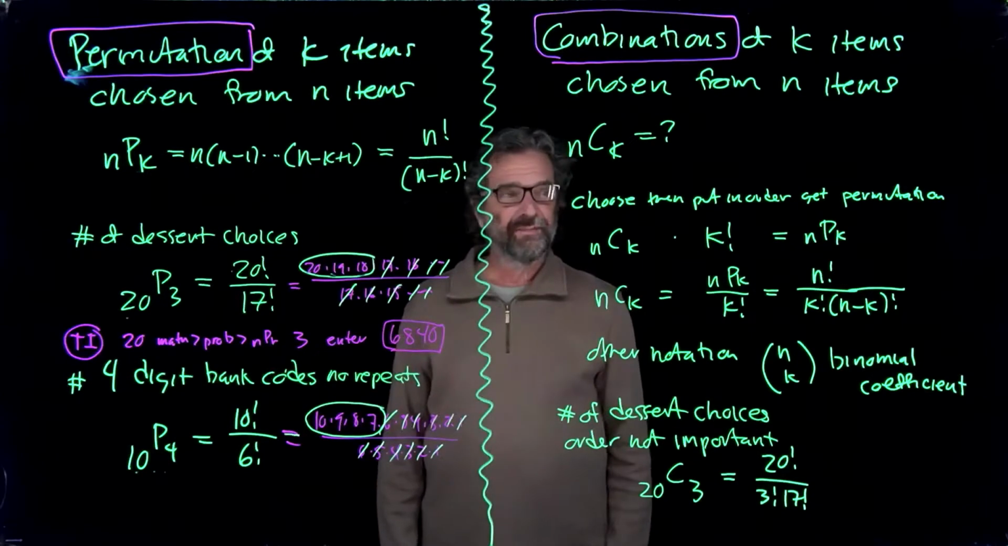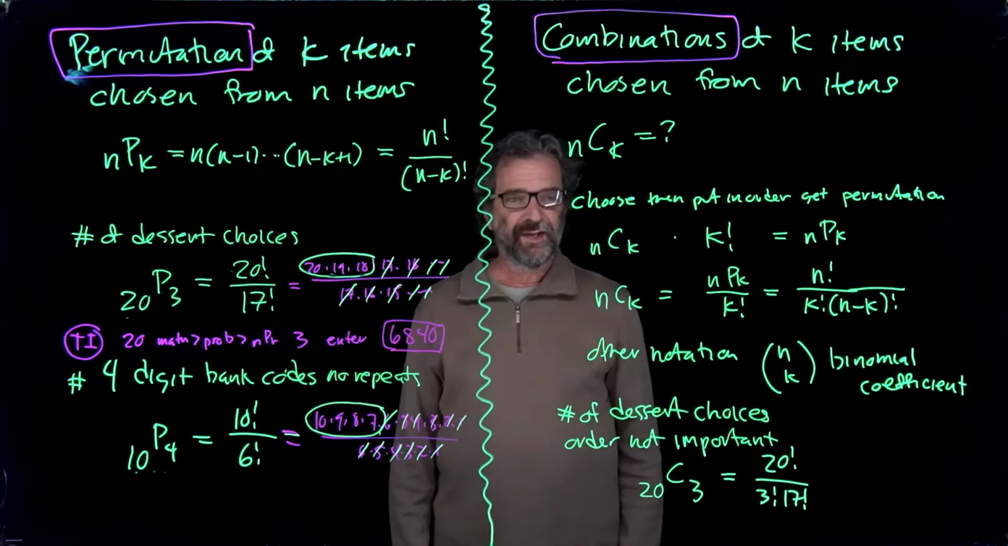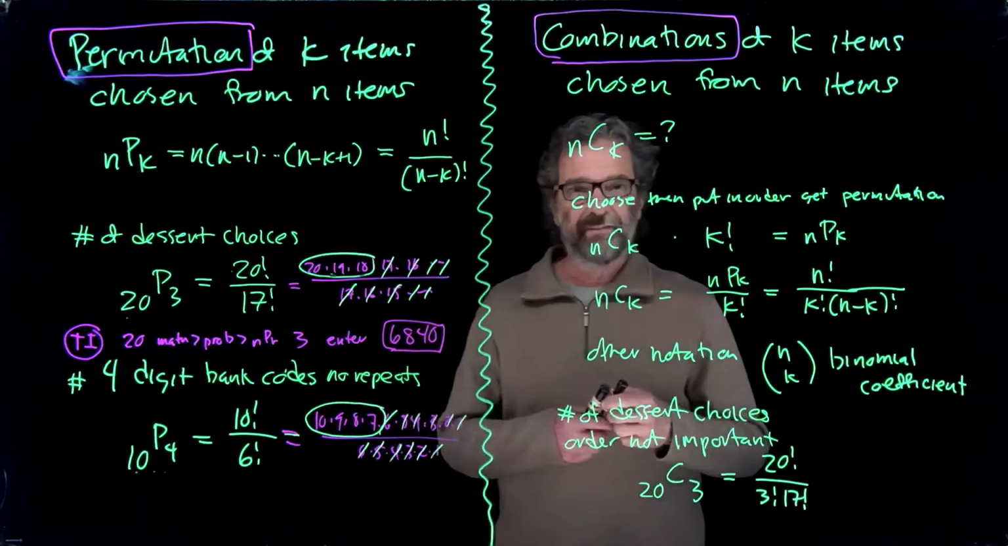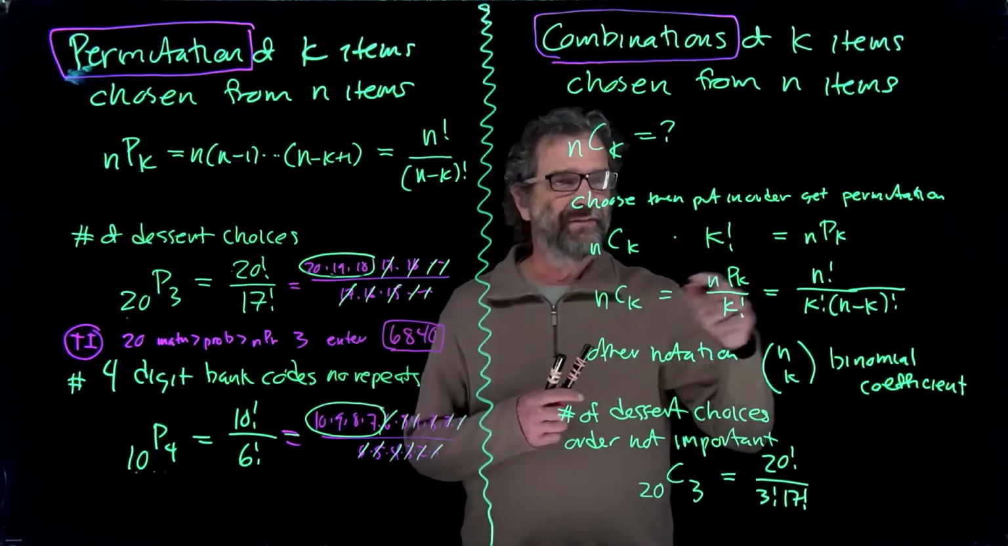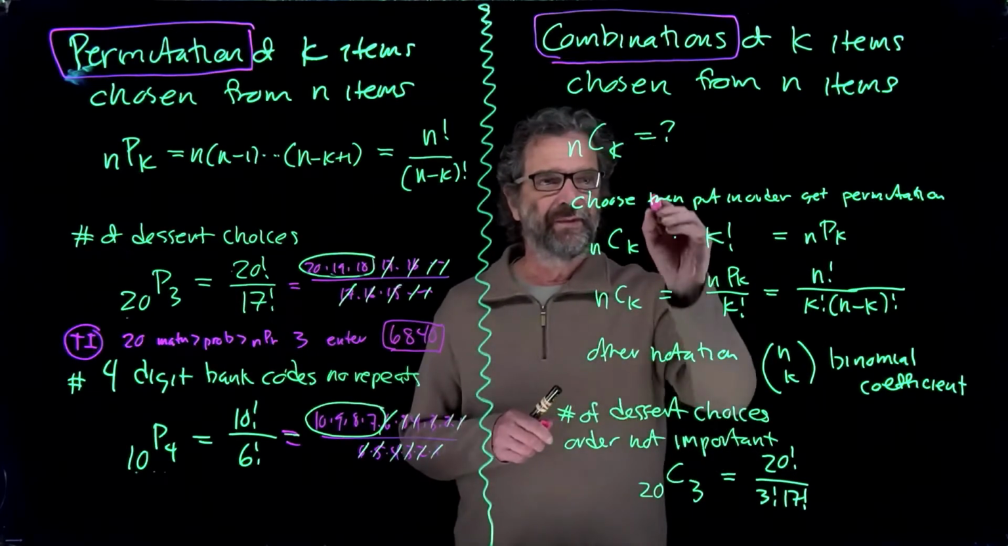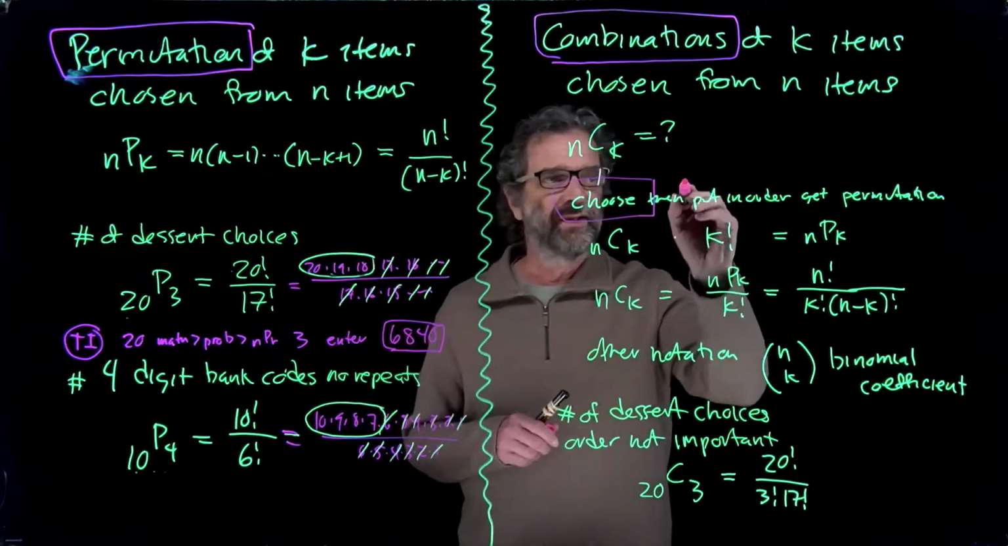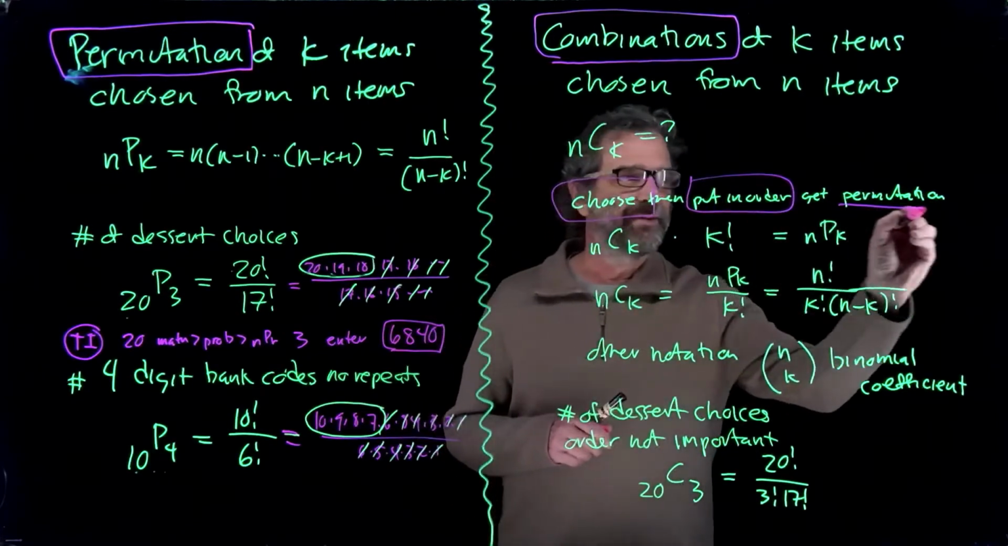So that's harder to count, but one way to analyze your thinking is to break that process of making a permutation of k items into 2 steps. So first we choose the items, then we put them in order, and that gives you a permutation.